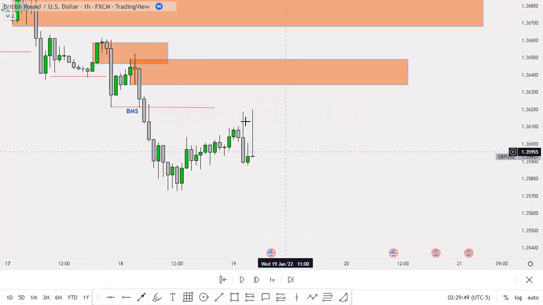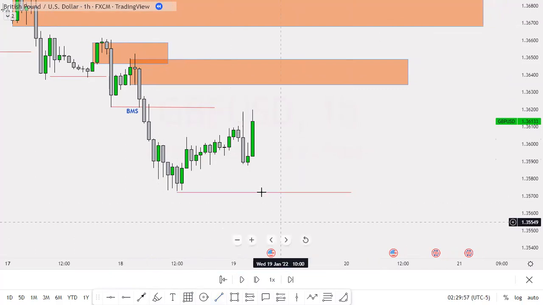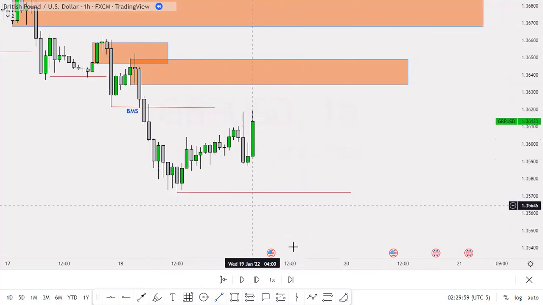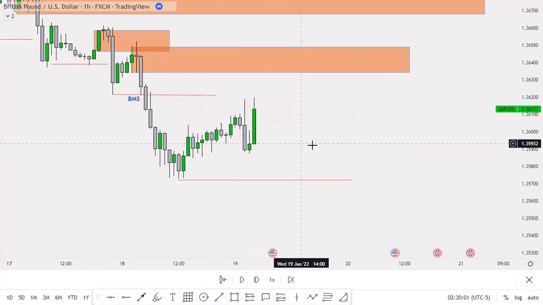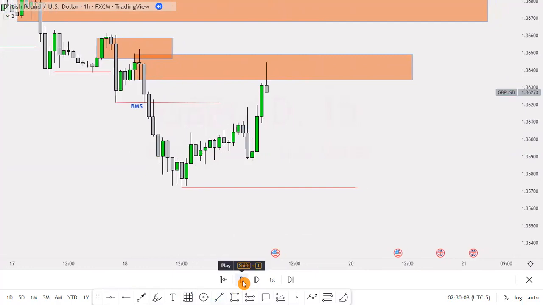So here we may see a retracement to the upside, or we may see the market continue breaking lower. If it breaks this low, we are again going to look for an order block and wait for a retracement, because this is an area where we are going to take our trade. We are going to enter. Now let's wait. There we are.